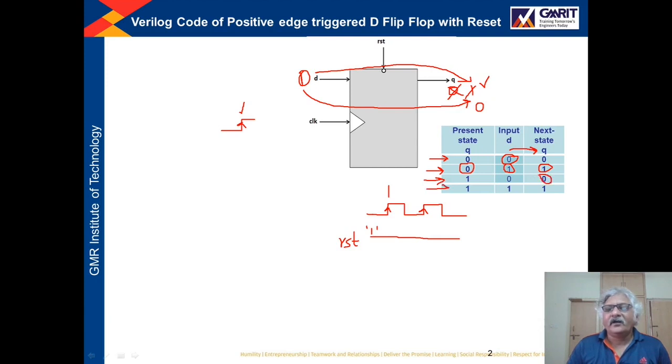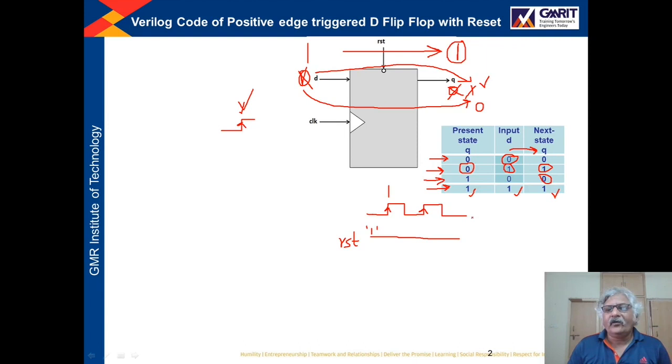Now we see the last row. Let us assume present state is 1, D input is 1. When the positive edge of the clock is detected, then this 1 will be transferred to the output. So next state will remain the same. There is no change in the next state. So see here, present state 1, D input 1, and next state is 1.